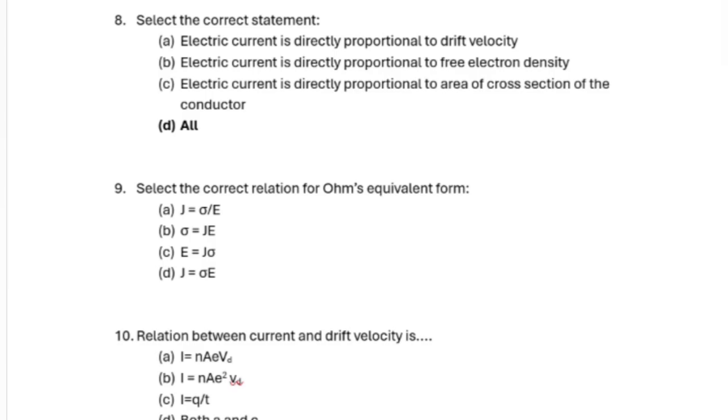Question number 9. Correct relation for Ohm's equivalent form. Option A J is equal to sigma by E, option B sigma is equal to JE, option C E is equal to J sigma, option D J is equal to sigma E. Here the correct answer is option D J is equal to sigma E.